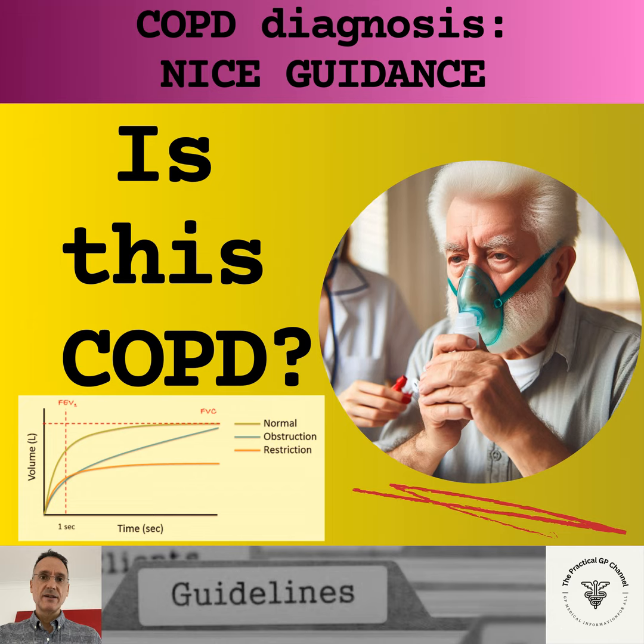So, in summary, according to NICE, although we should do reversibility testing to confirm the diagnosis of COPD, asthma and COPD can usually be distinguished on the basis of history and examination. If diagnostic doubt remains, or where the patient is thought to have both COPD and asthma, reversibility testing or serial peak flow rate measurements can assist in the diagnosis.